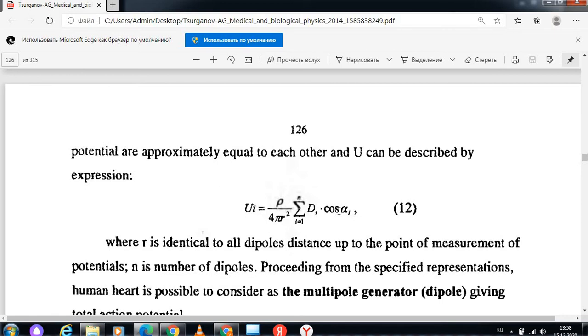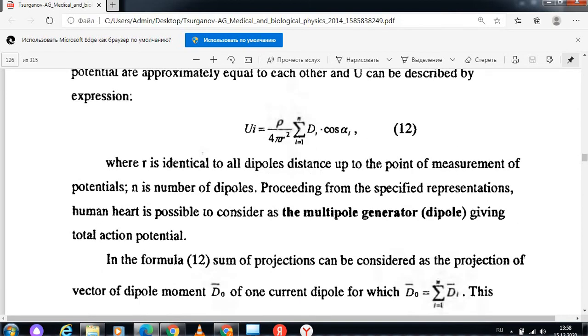Something like a multipole generator, multiple dipoles dividing the total action potential. In formula 12, the sum of projections of these dipole moments can be considered as a projection of the vector of the dipole moment d0 on one current dipole, for which the vector d0 will be equal to the sum over i from 1 to n, where n is the final number of dipoles.